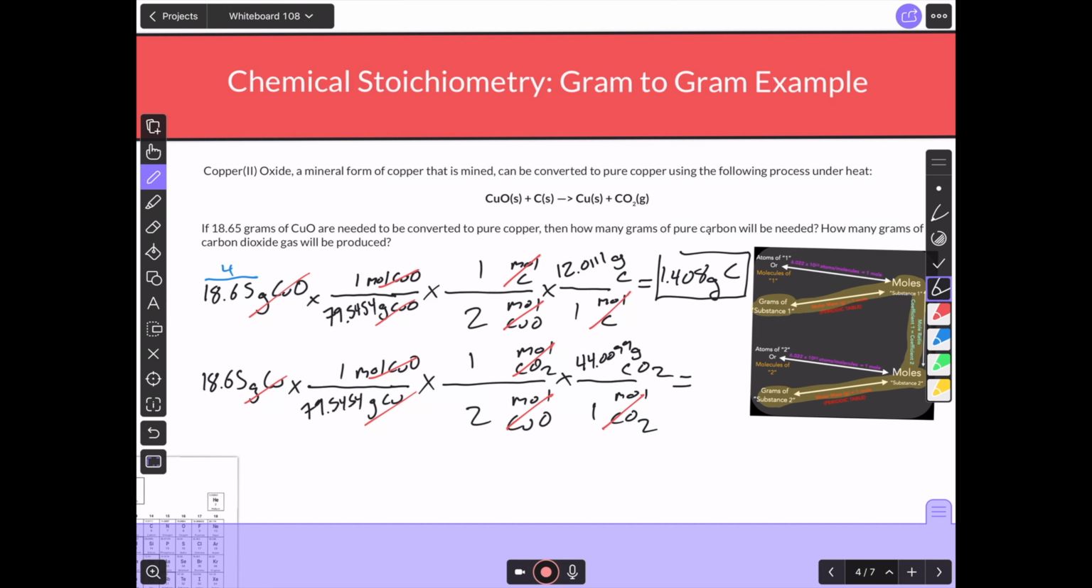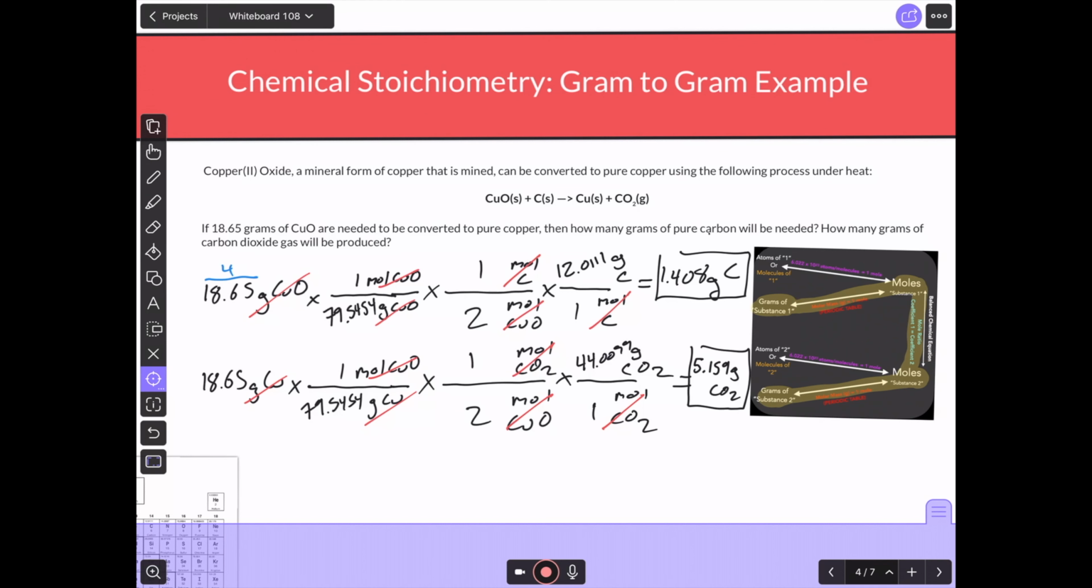And the bottom one, it will be different. Why? Because carbon dioxide has a different mass than carbon, okay? 18.65 divided by 79.545 divided by 2 times 44.0099. This one is 5.159 grams of CO2. And there you go. A gram to gram problem.